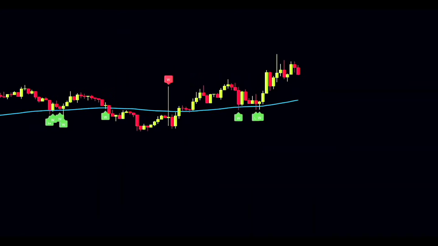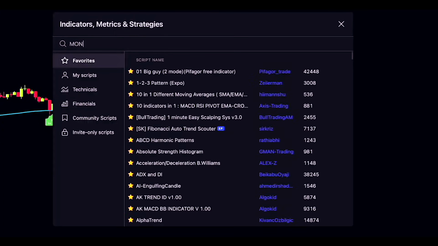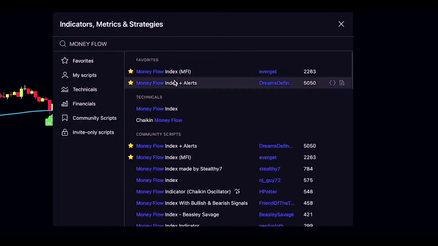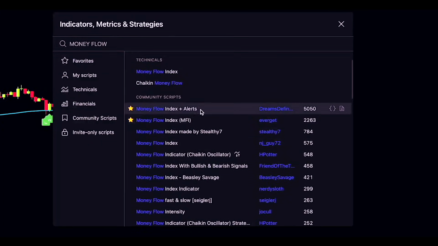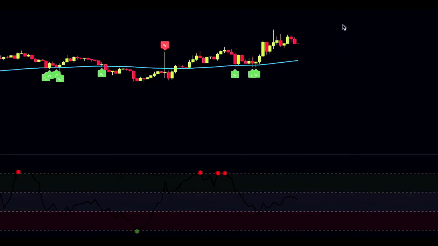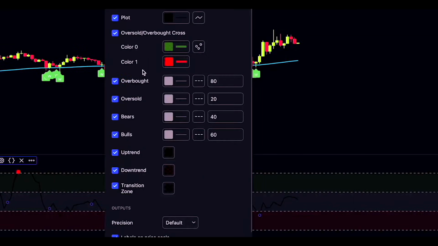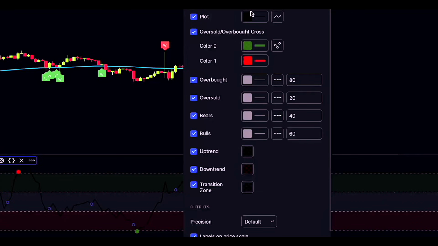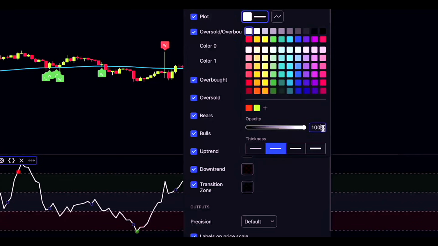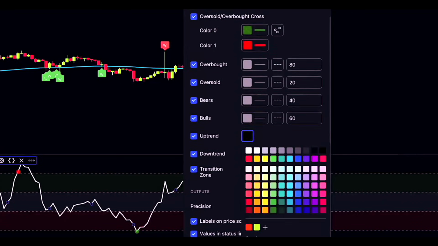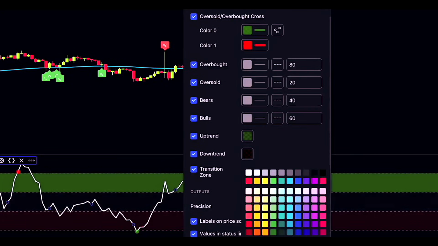Another powerful filter you can add to this strategy is the money flow index, or MFI. But I recommend the one by this amazing author. Big shout out to them, by the way. After you add it, tweak the settings for better visuals. Make the line white or any other color to your preference, boost the background opacity, and hide the level markers.